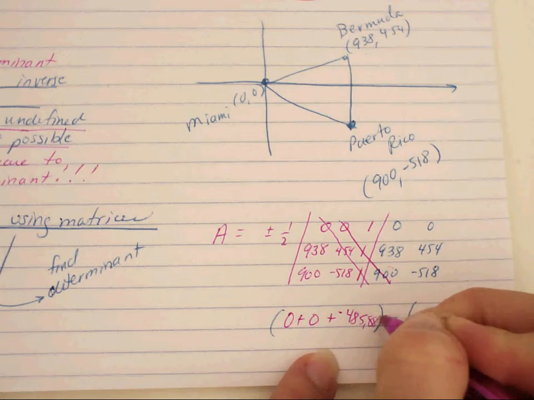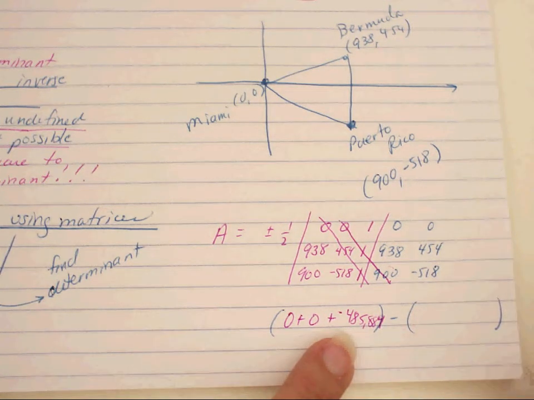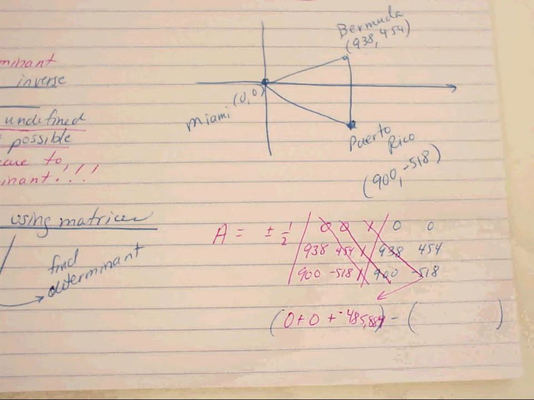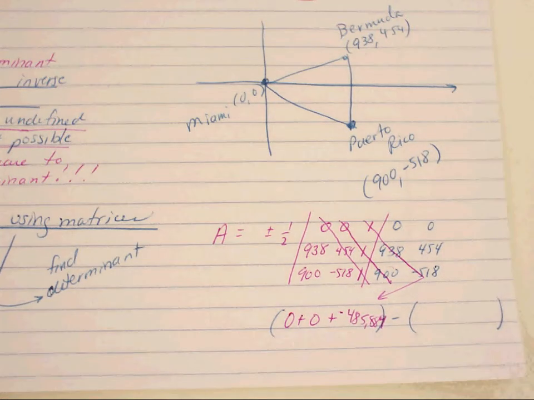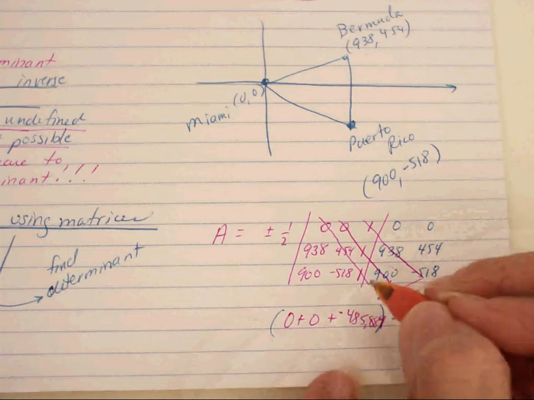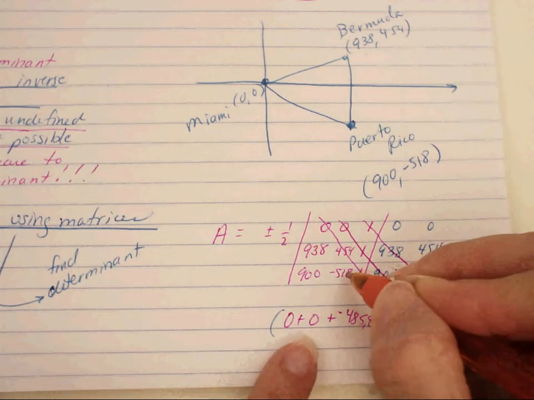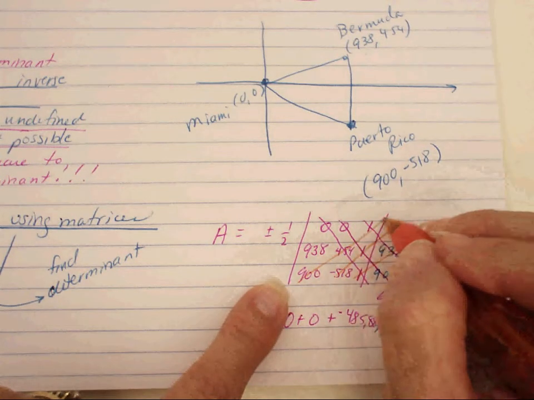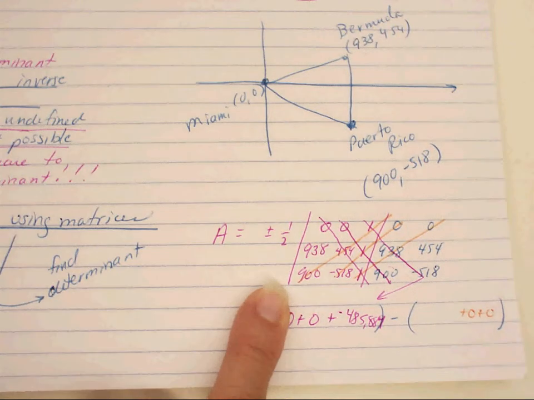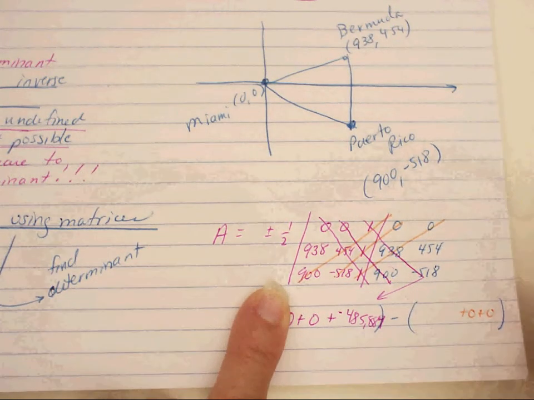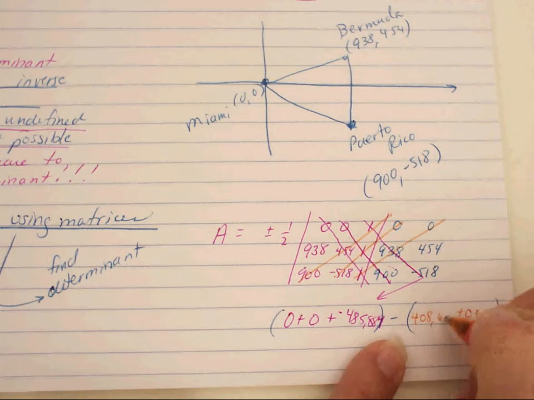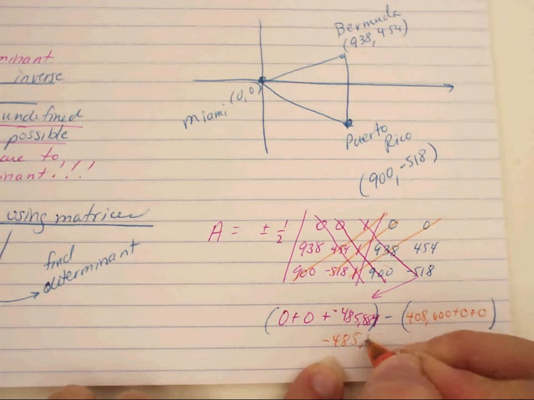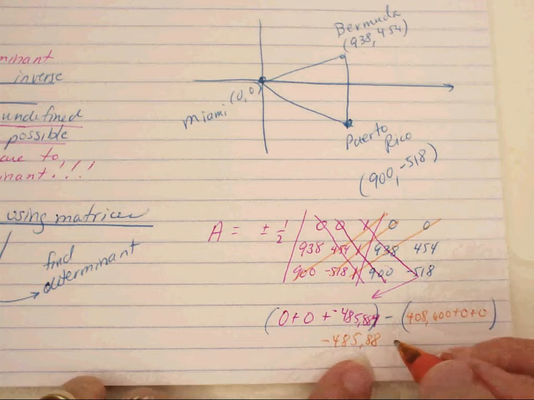938 times negative 518, which gave us negative 485,884 when I do my third down diagonal. Now, what nice thing is going to happen on the up diagonals? Well, the second two are going to be nice and go away. So I have a plus 0, plus 0. My first one, however, I have to do 900 times 454 to get 408,600.